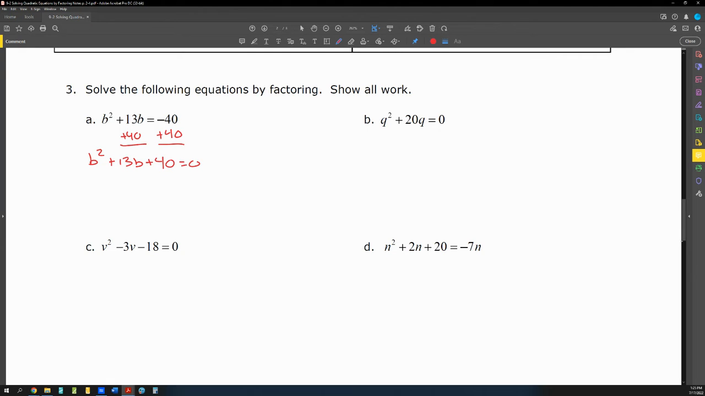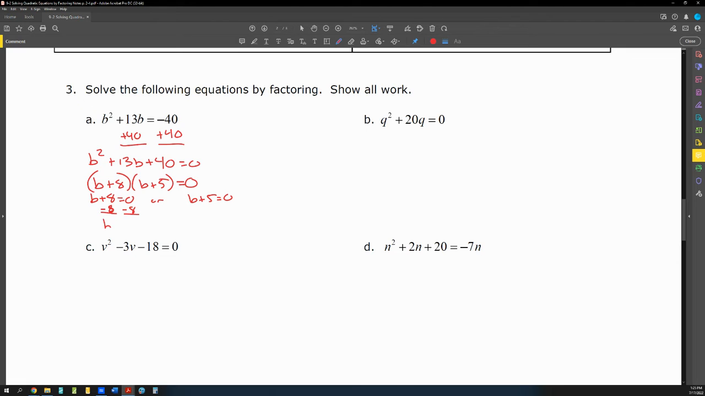We're looking for factors of 40 that add up to 13. The answer, positive 8 and positive 5. So we have the quantities b plus 8 times the quantity b plus 5. Now using the zero product property, I'm going to set each of those factors equal to 0. And now we can solve each of those equations.